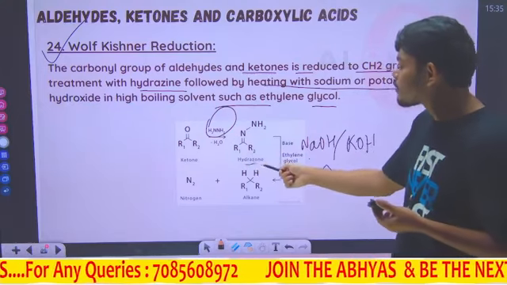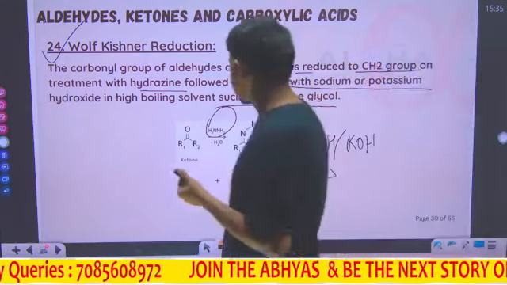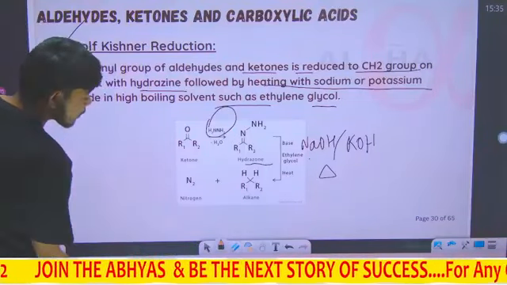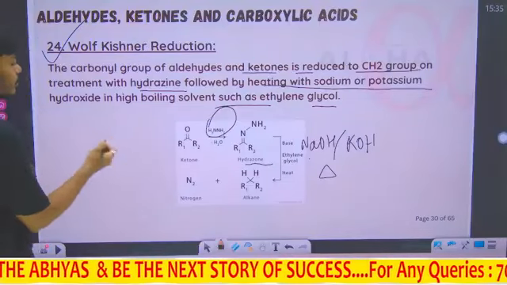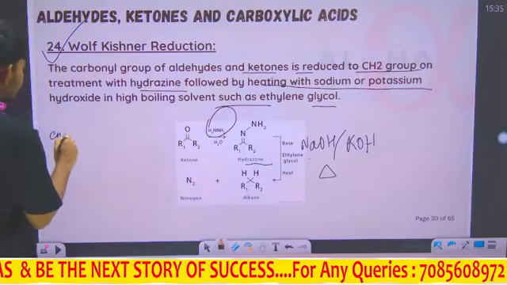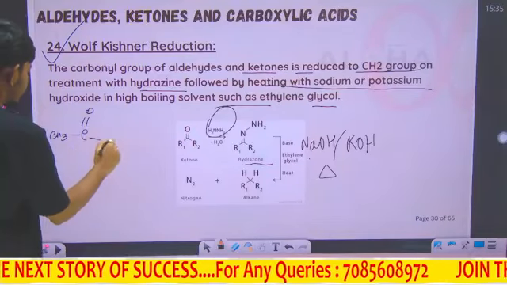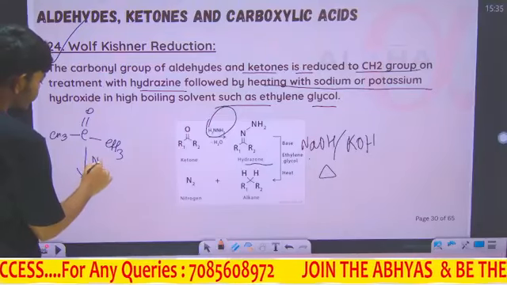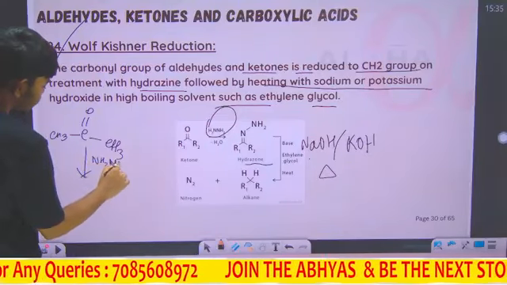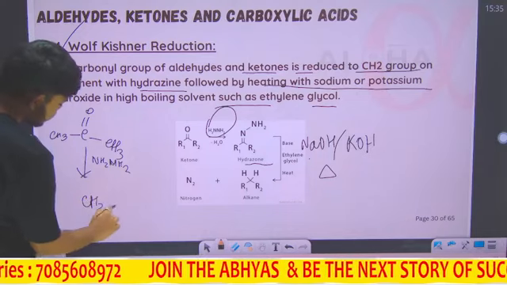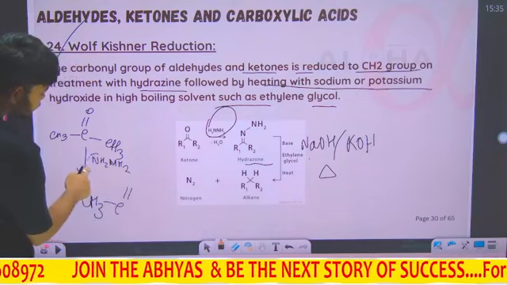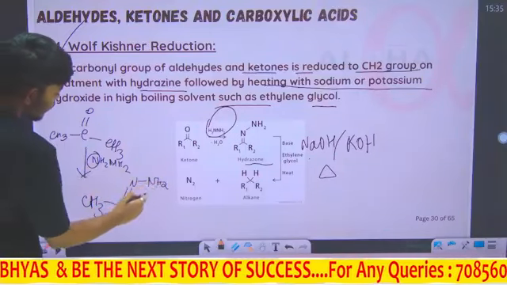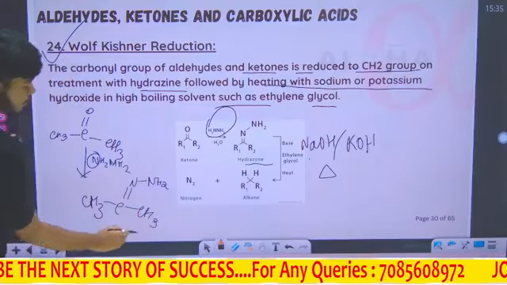So first it converts to a hydrazone compound. I can show you why. I can give you an example. See here, suppose CH3 is there, it reacts with NH2NH2. The double bond will go to the nitrogen, H2O will come out, giving C=N-NH2 with CH3. I guess you understand.